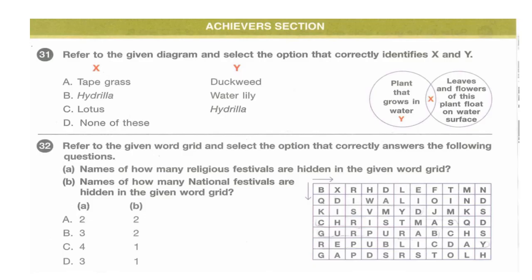A, X, tape grass. Y, duckweed. B, X, hydrilla. Y, water lily. Option C says X, lotus. Y, hydrilla. And D says none of these. The plant that grows in water is Y, and X denotes plants that grow in water, and also has leaves and flowers of this plant floating on the water surface. So we have to select the option correctly by identifying X and Y from the diagrams.